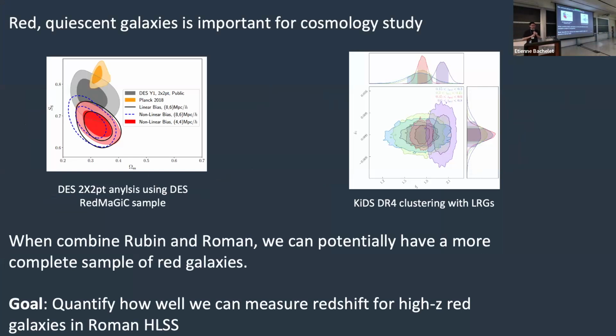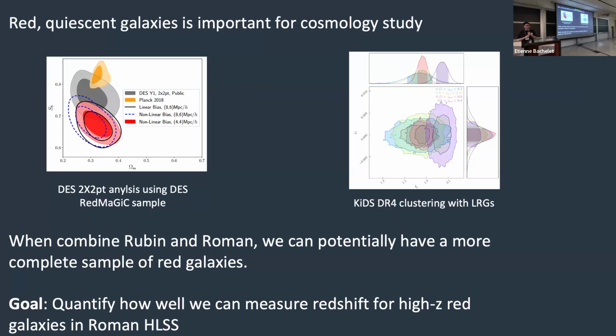And so given the infrared range that we can probe with Roman, we can probe more high-z LRGs from Roman. And this is especially exciting because we can explore the possibility of combining surveys such as the Rubin LSST with Roman, so that we can potentially have a more complete sample of red galaxies for cosmology analysis in the future.